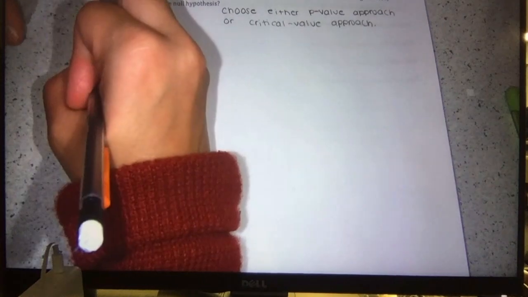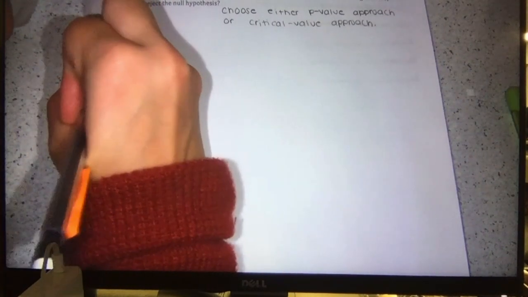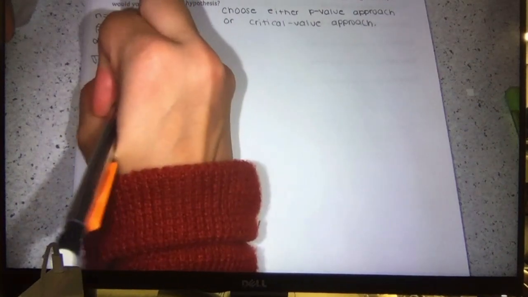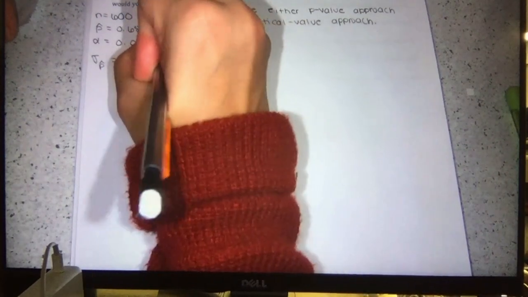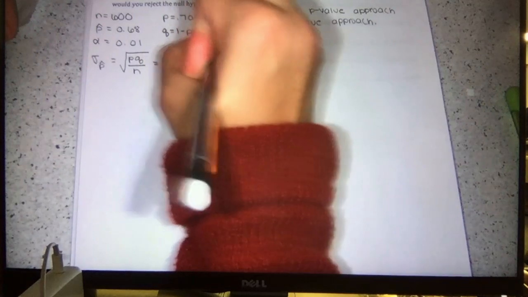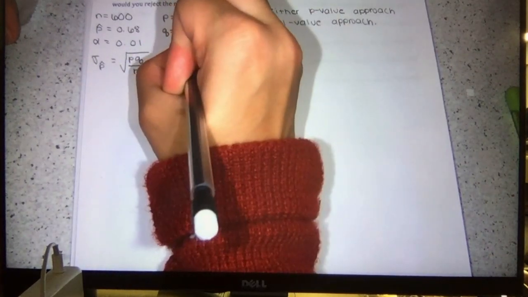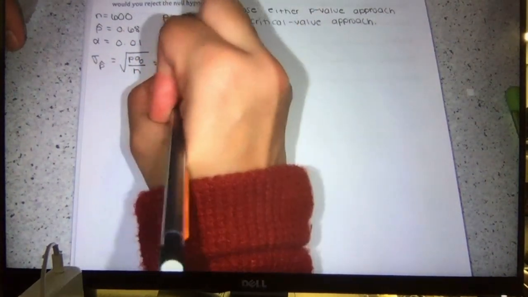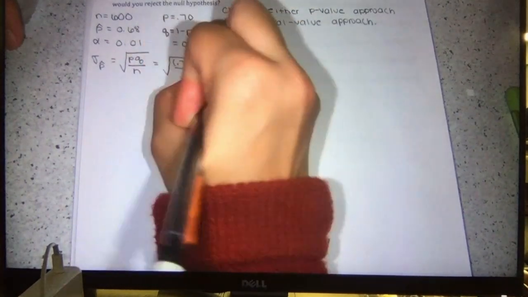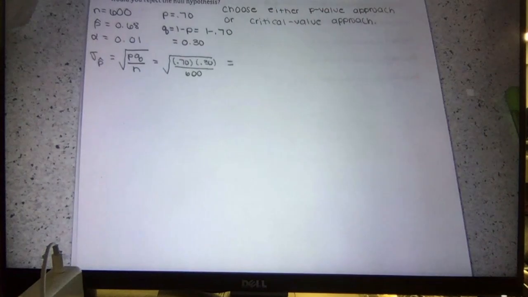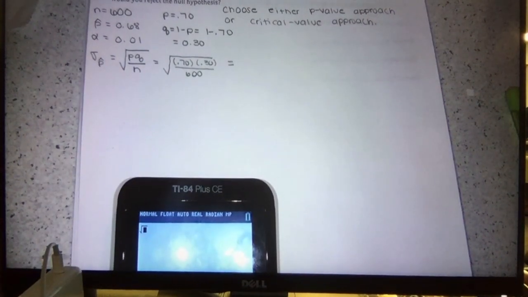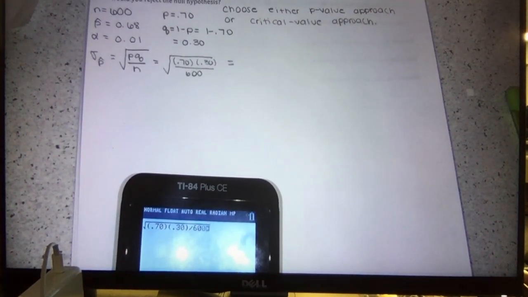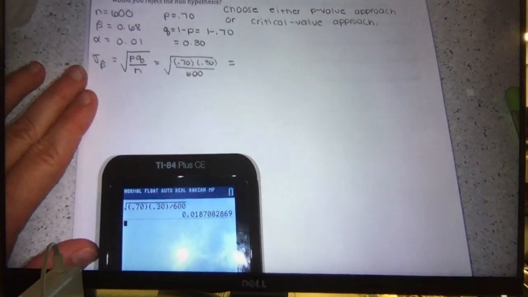Before we even do anything, we know that we're going to need our sampling standard deviation, square root of PQ over N. We know that P is 0.70, so Q is 1 minus P, so 1 minus 0.70, which is 0.30. So the square root of 0.70 times 0.30 all over 600 gives 0.01871.